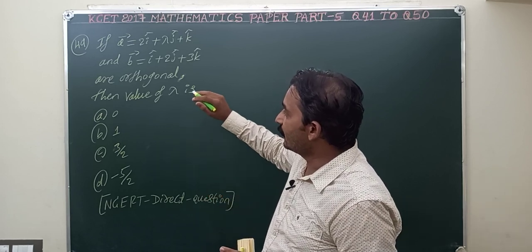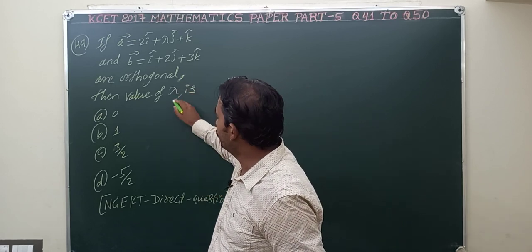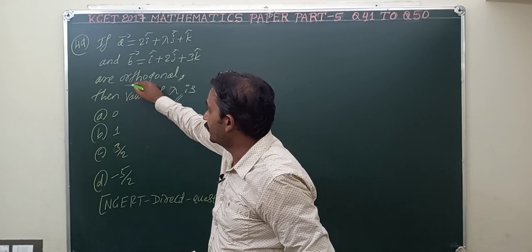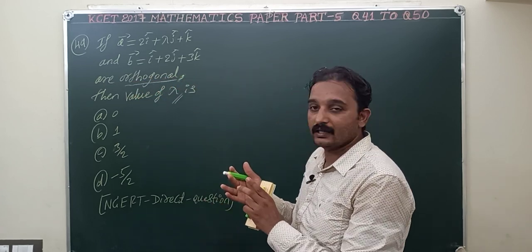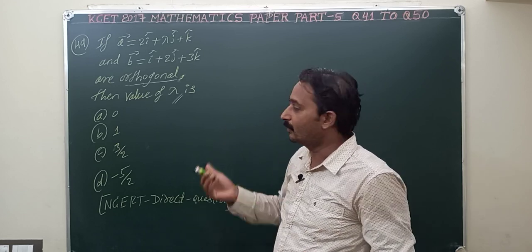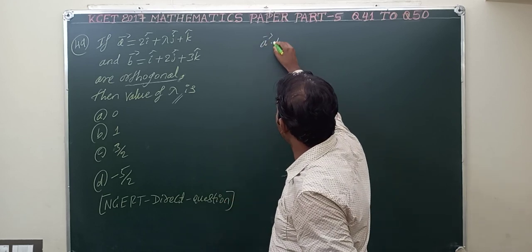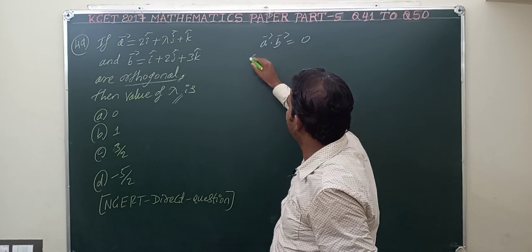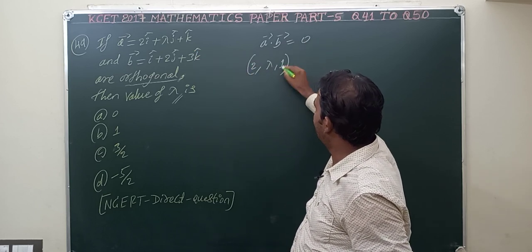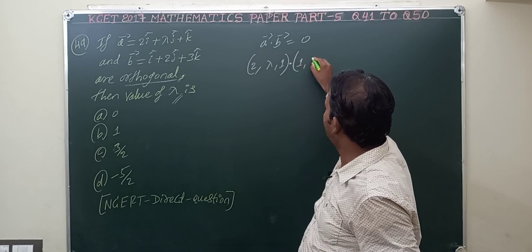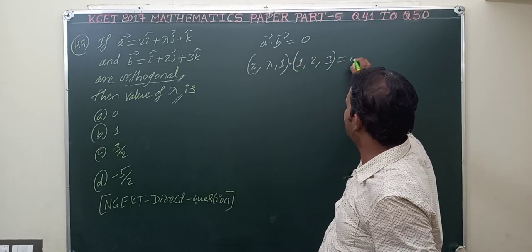So in this case we have to find out the lambda value. Given condition is what? Orthogonal. They are orthogonal. So use the orthogonal condition, which means the dot product becomes 0. A dot B is equal to 0. A dot B is nothing but, here A is 2, lambda, 1, dot B is 1, 2, 3, equal to 0.